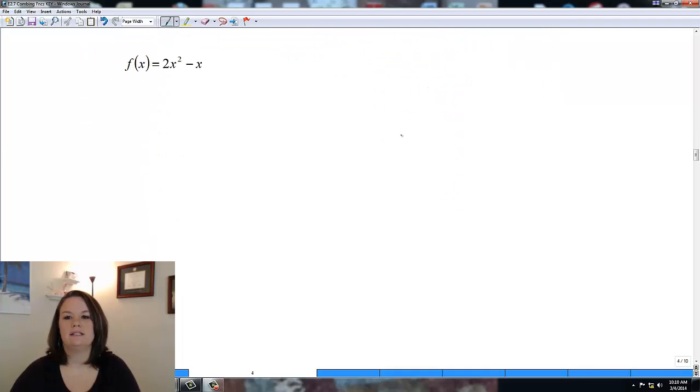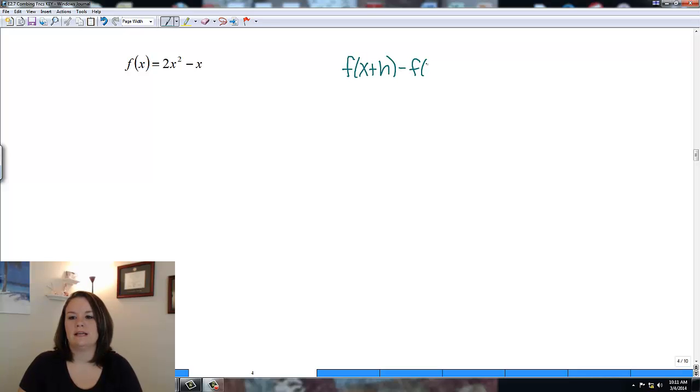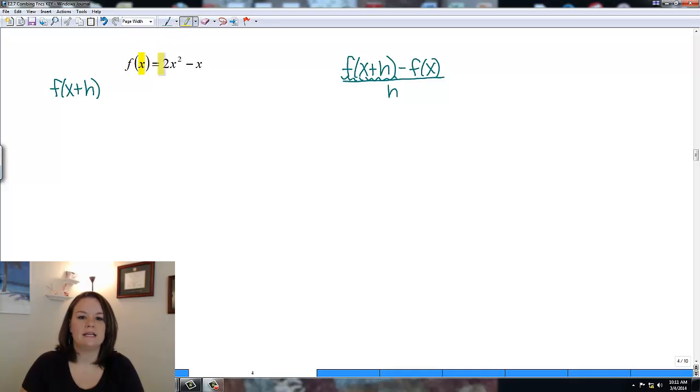Here again, we're finding the difference quotient. So I'm going to go ahead and write over here my difference quotient is f of x plus h minus f of x all over h. So I want to find this piece first. So I'm going to do f of x plus h, which remember, anything that's inside the parentheses gets plugged in everywhere you see an x in your original. So I'm going to do 2 times my input squared minus my input. Here my input is x plus h.